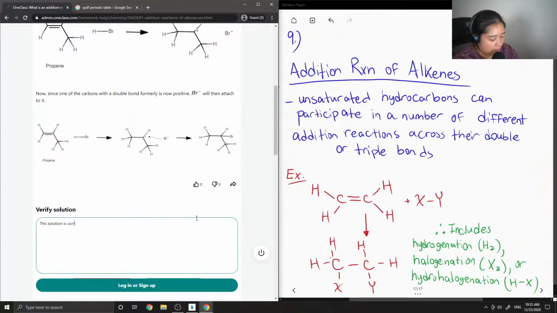I'll also just add some snippets of my answer as well. I can say that this includes hydrogenation, so the addition of H2, halogenation, X2, or hydrohalogenation, HX.